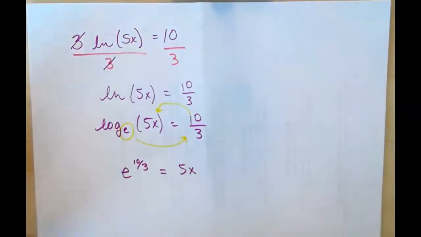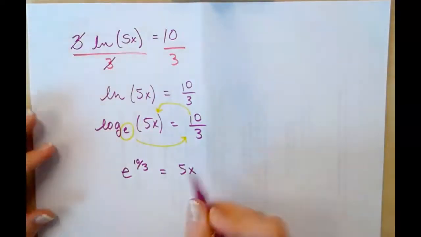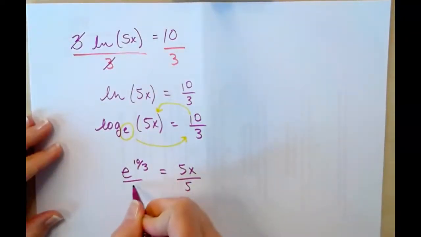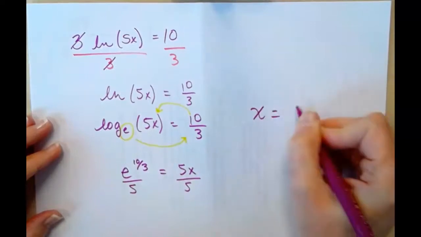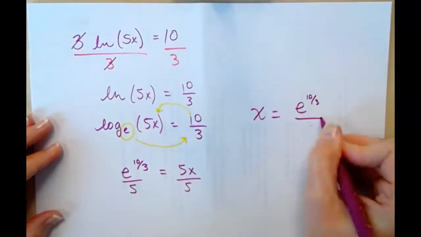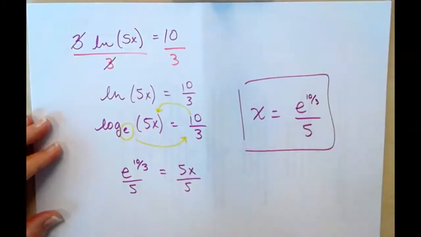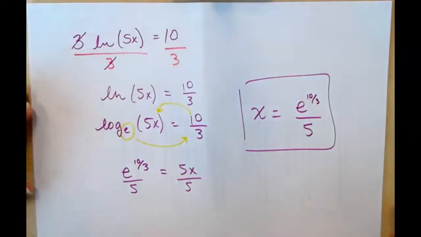And then from here, if we want to solve for x, what do we need to do to both sides? Divide by 5. There we go. x equals e to the 10/3 over 5. That is the exact answer. Okay.